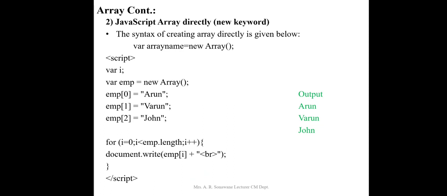Here also the array index always starts with 0. So emp of 0, and for each and every index position we are assigning the values. So emp of 0 equals some name, emp of 1 equals some name, emp of 2 equals some name, and so on. Similarly with a for loop, we are again displaying this same array. For emp of i, every time i changes its location, so from 0, 1 and 2, all three values will be displayed. As a result, you can see the output for this part.